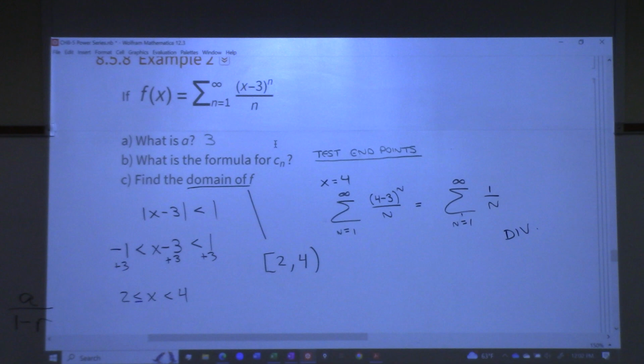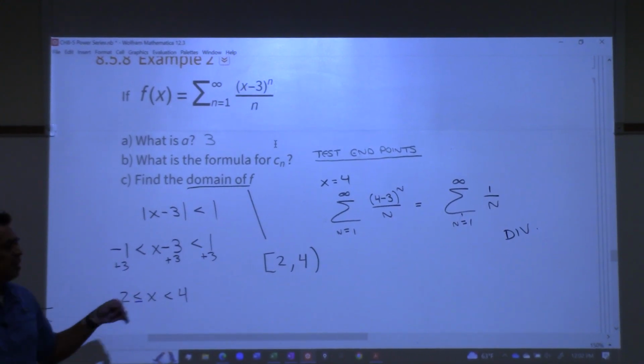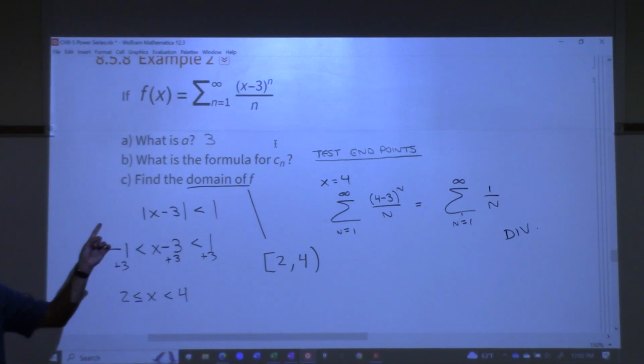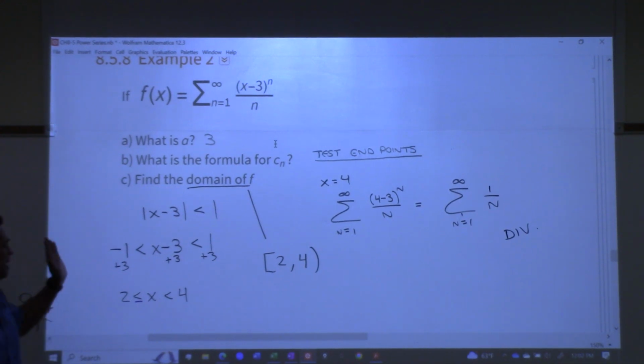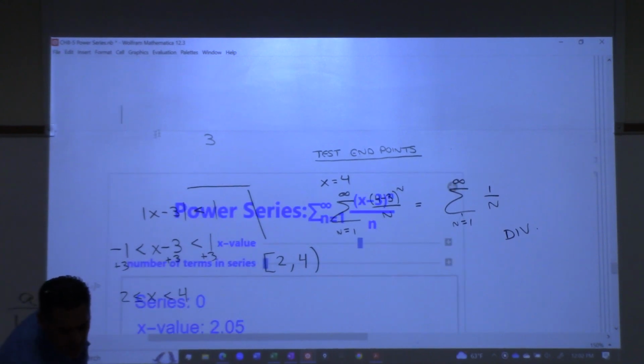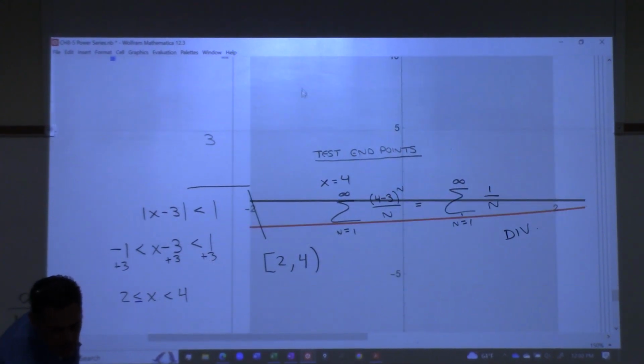Okay, so that means that this power series converges on this interval. So if I had the computer try and draw this power series between 2 and 4, I should get a picture of something, which I think I have it do here. Yeah, I do. Let me zoom this out.